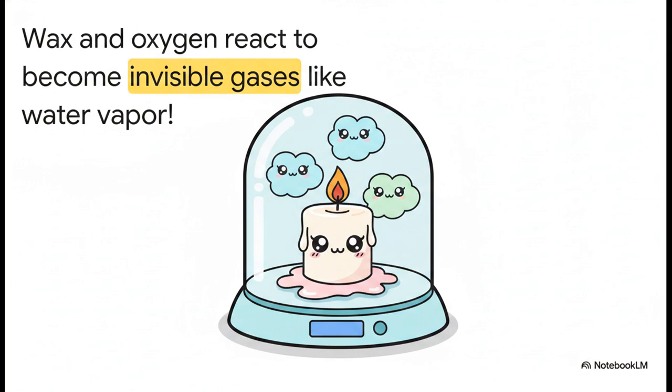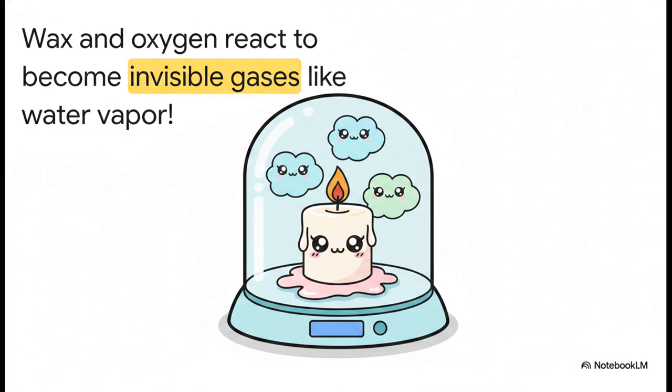So, let's call all the way back to our hook question from the very beginning. Where did the wax go when the candle burned? Well, the wax didn't vanish into nothingness. The solid wax underwent a chemical change, reacting vigorously with the oxygen in the surrounding air. As the flame burned, the wax chemically transformed into invisible gases, specifically water vapor and carbon dioxide.